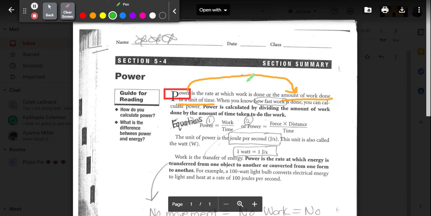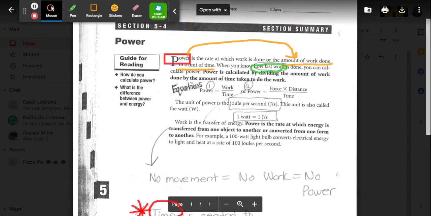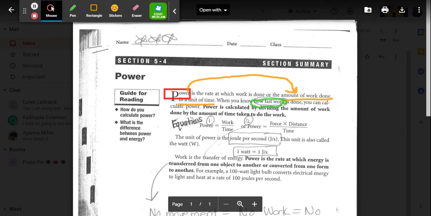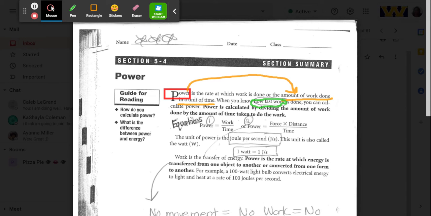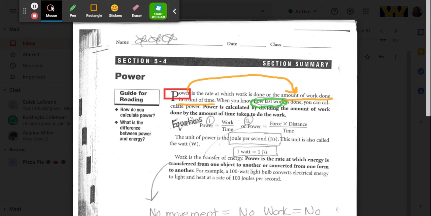So basically, how fast? All right, and let's take a look at this second sentence. When you know how fast work is done, you can calculate power. Again, you need to know the time, and that's a really important segment, right? If we go back to that sentence here, time is needed to calculate power. Okay, we need that. Power is calculated by dividing the amount of work done by the amount of time. So whenever you're asked to solve for power, you're going to divide. Okay, work divided by time.